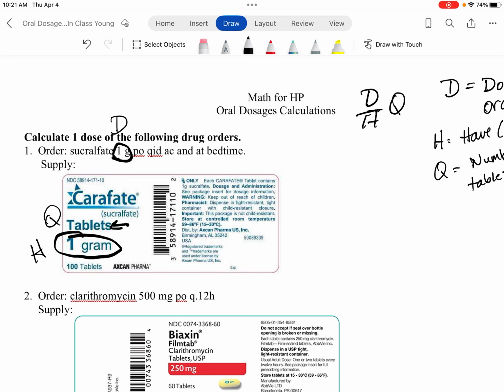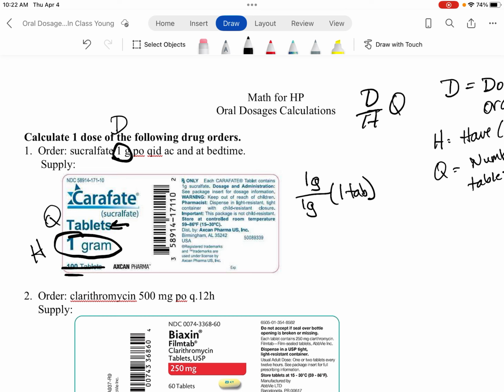So following my formula, desired over have times quantity, my desired is 1 gram, my have is 1 gram, and my quantity is 1 tablet. Now, even though there's 100 tablets in the vial, I'm not using that amount. I'm using just 1 tablet because it's 1 gram per tablet. The weight of the medication on the label is per tablet.